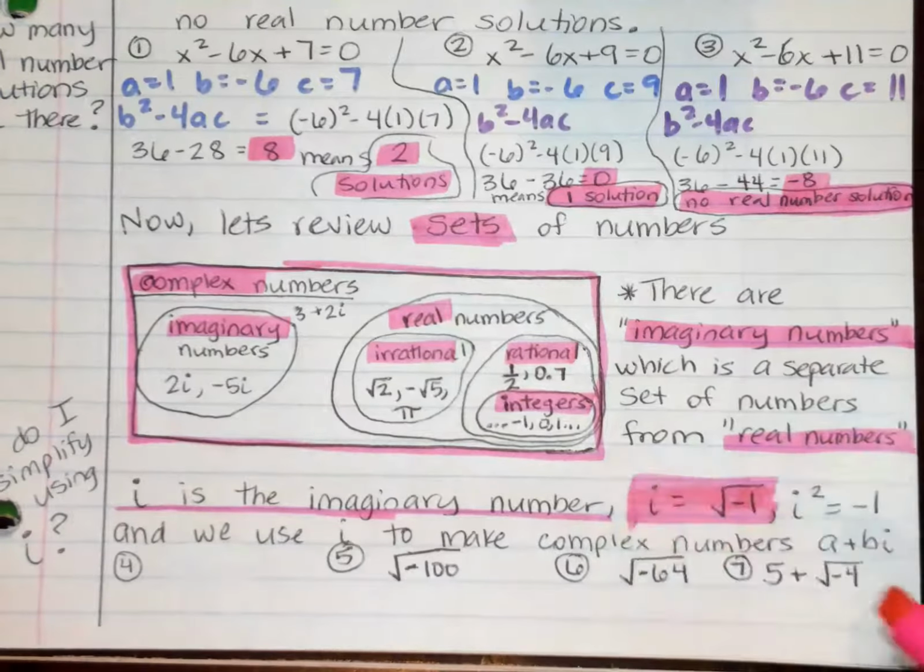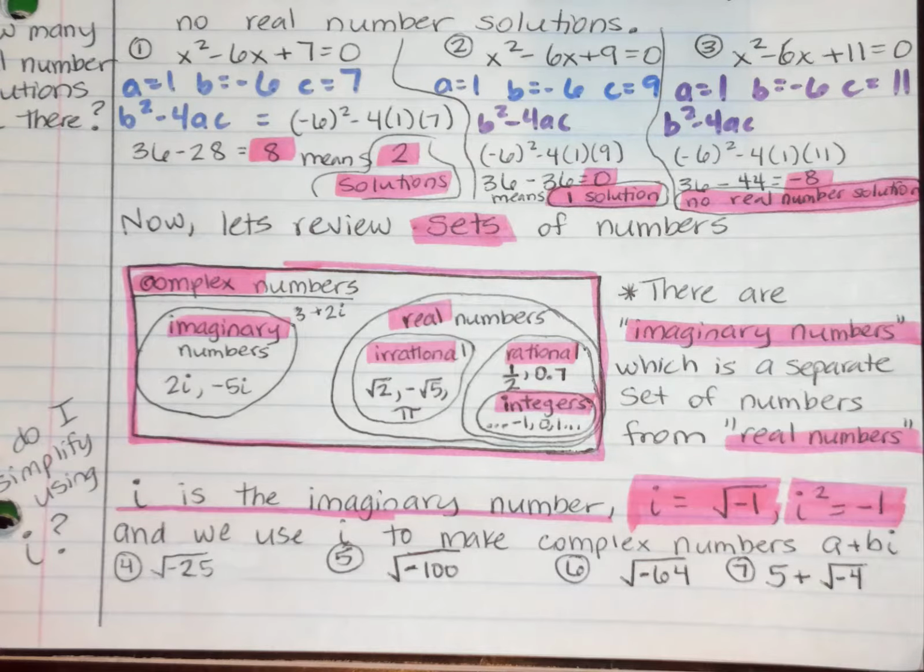So write down number 4, it's the square root of -25. 5 is the square root of -100. 6 is the square root of -64. And 7 is 5 plus the square root of -4. So all we want to do is just simplify. How do I simplify using i? Notice right now in 4, 5, 6, and 7, there are no i's. I'm going to show you basically how to do this.